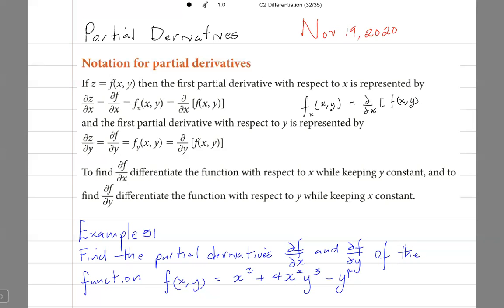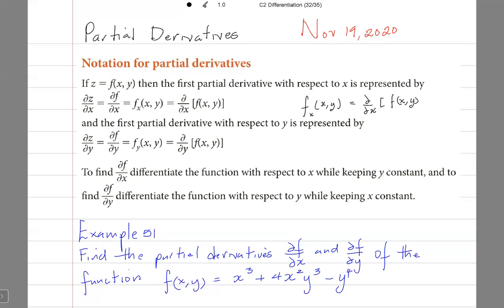All right, so we're looking at the notation. If you see del z by del y, del f by del y, or f subscript y of x and y, or del y of f of x, y, that is the notation for the first partial derivative with respect to x and the first partial derivative with respect to y respectively.